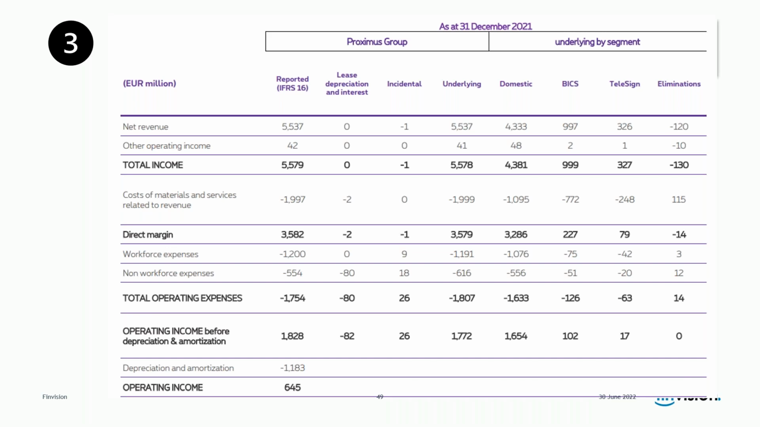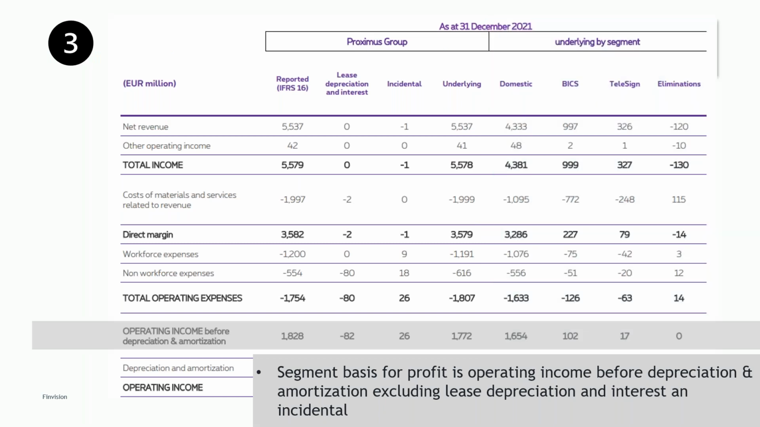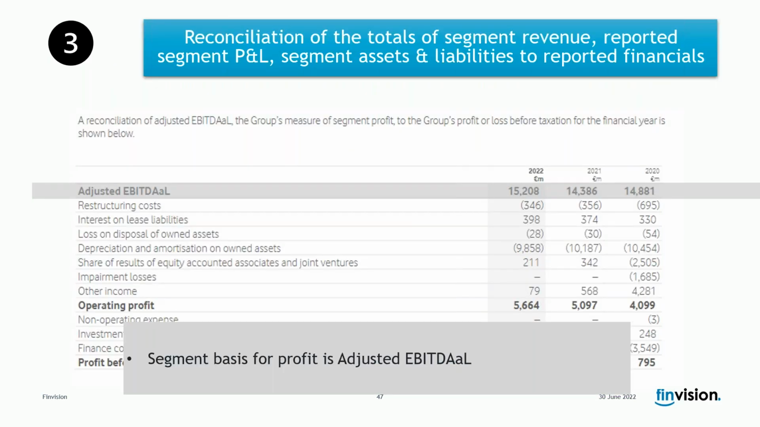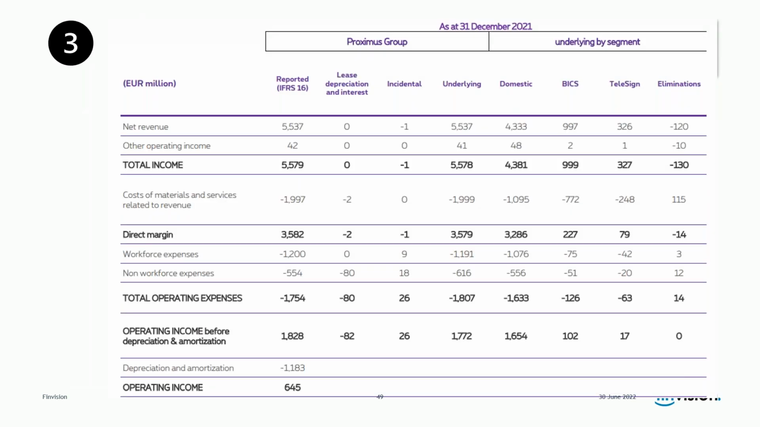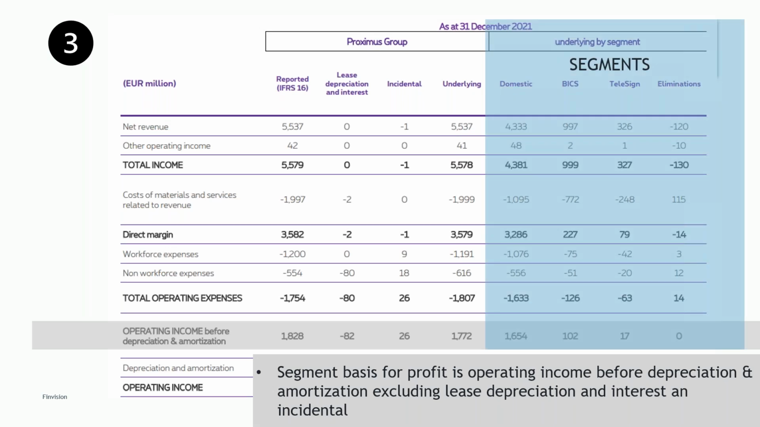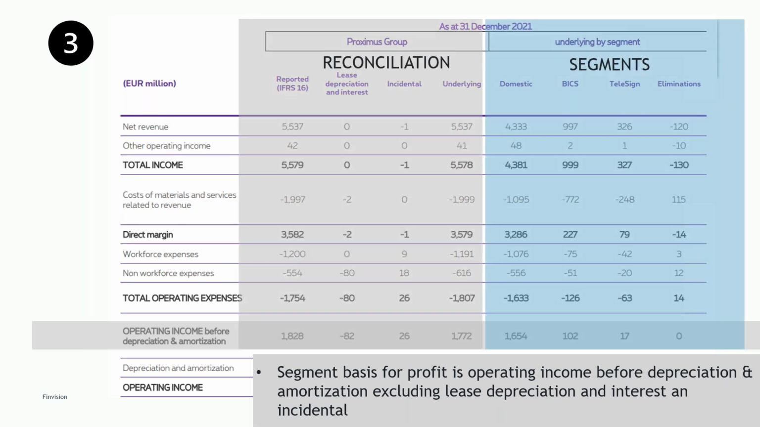1,828, which is higher. The calculation with the signs goes from the left to the right, although in a reconciliation you would go from the right to the left. And then they reconcile the total to operating income, and that's how they have performed their reconciliation. So there are two ways: the Proximus way, or we can do it also the Vodafone way. You see both happening quite a lot. You see the segments here, and this is the reconciliation.